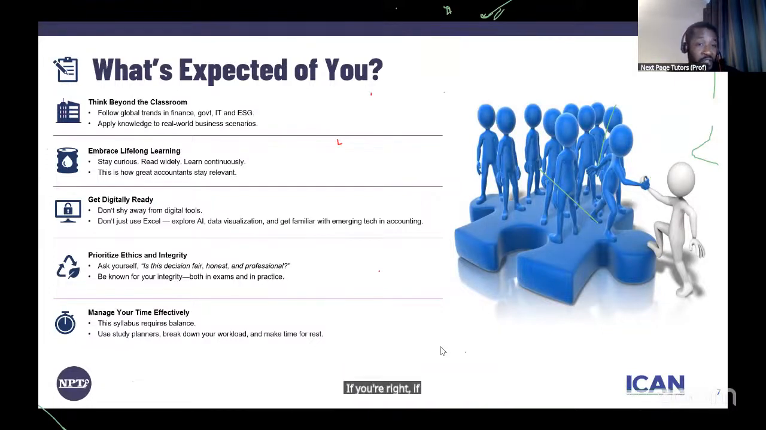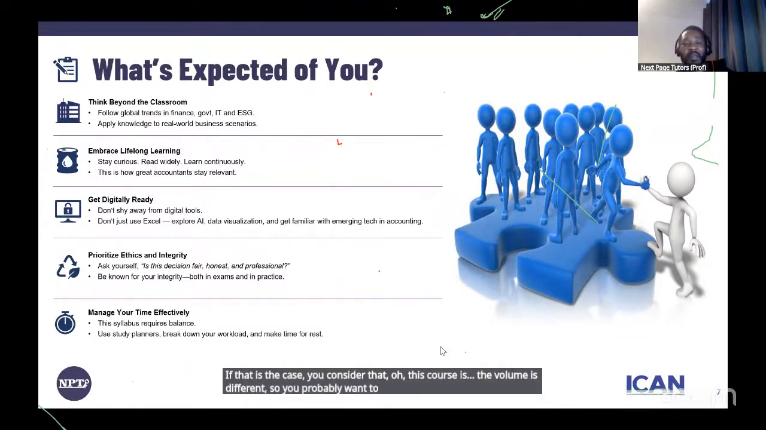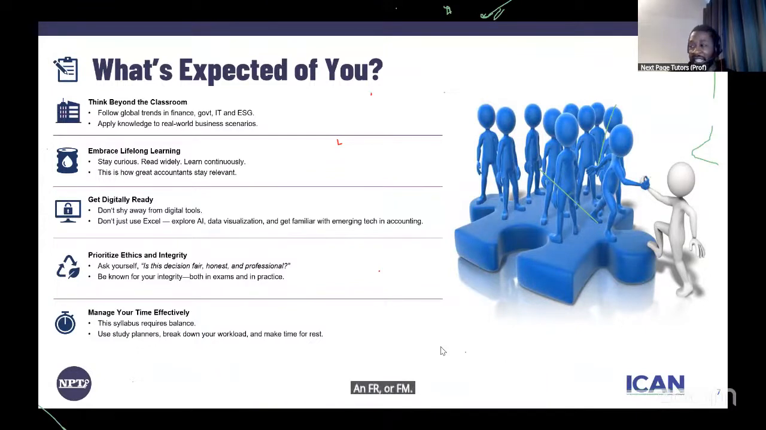If you have 6 papers to write, do you want to spread it 50-50, between, let's say, November 2024 diet and May 2026 diet? If that is the case, you consider that these courses, the volume is different. So you probably want to separate courses like PM and FM, and FR or FM, so that this one is for this diet, that one for that diet.